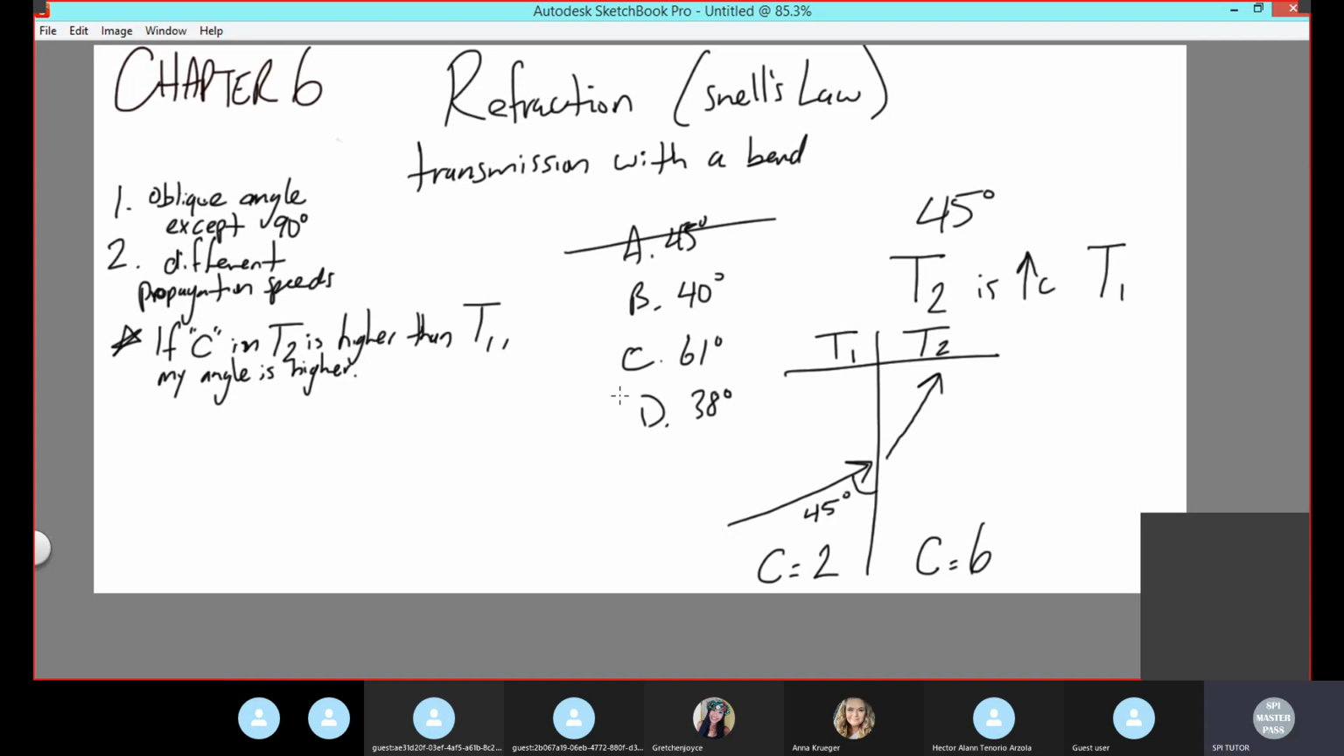B is 40. Well, let me look at my propagation speed. Tissue 2 is higher than tissue 1. The rule says that if tissue 2 is higher, angle must be higher. 40 is less than 45. Cannot be that. Now 61, okay, 61 is higher than 45, so this could be it. But you always have to read all your choices, so you don't stop there. And then 38, oh no, 38 is smaller than 45. I'm looking for a bigger angle than 45, so it cannot be 38. Boom, my answer is C.